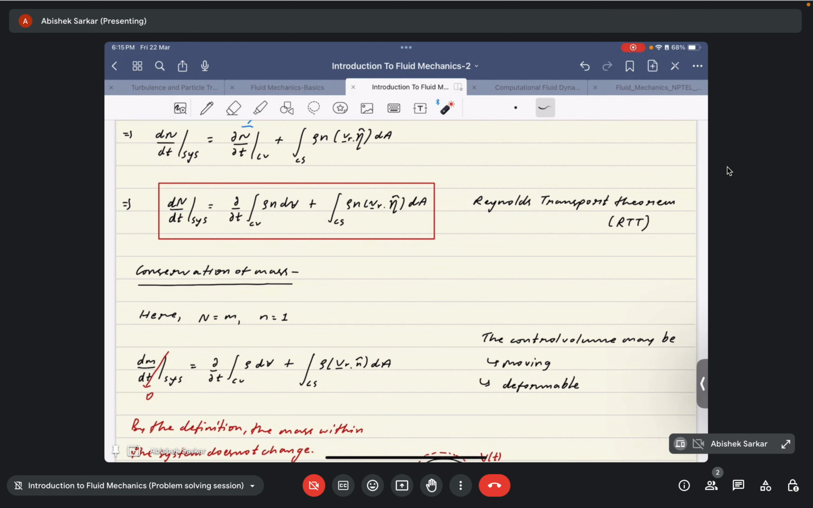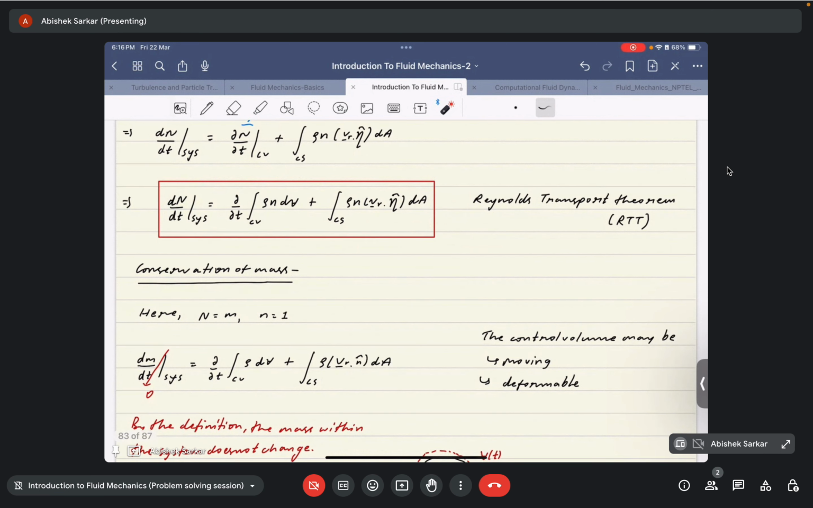I hope that's clear. So this equation is very important. It is the general canonical form of the Reynolds transport theorem, or RTT, that we are going to use for mass conservation, linear momentum conservation, angular momentum conservation, and energy as well. But for this week's session, we are primarily concerned with the application of the Reynolds transport theorem for the conservation of mass. This week's session is going to be quite limited, because we are only trying to discuss the conservation of mass as per the syllabus for this week's session.